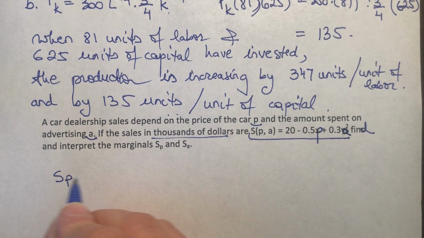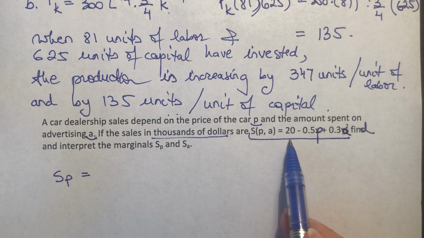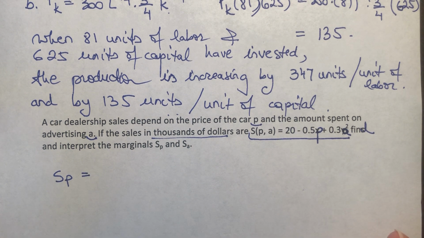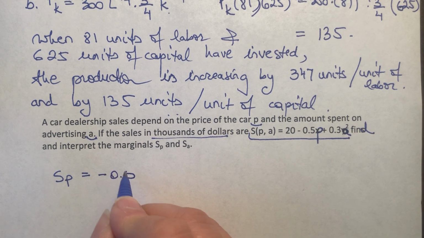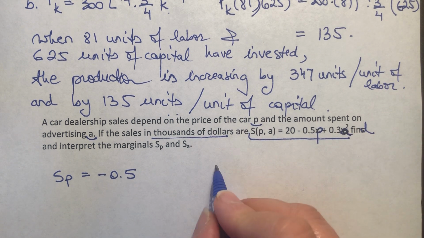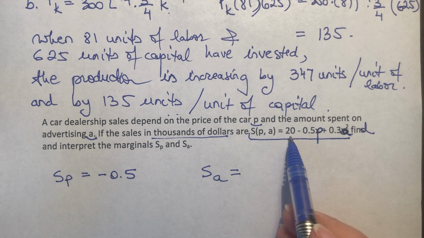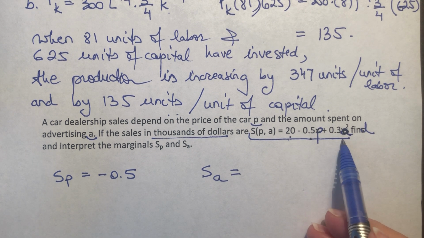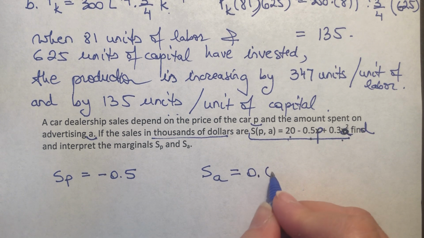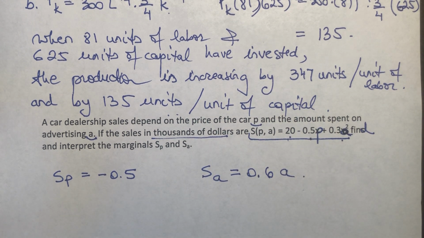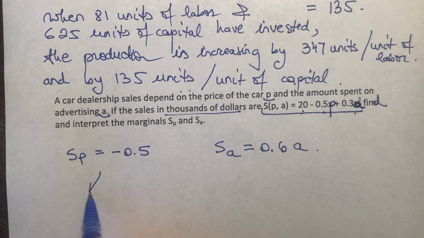So SP, first of all, is easily going to be what? The 20 goes away. The derivative of this is just negative 0.5, and that's it. Yes, there's no other P in there. Now, the derivative with respect to A: there's no A here, there's no A here, but the derivative of this is 0.6A. Okay, what do they mean? That means that what?